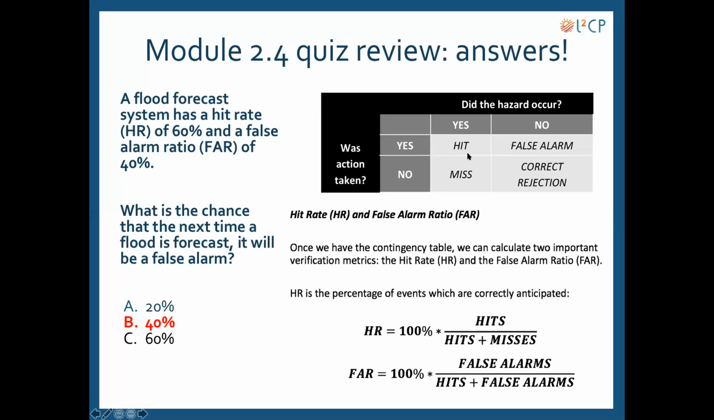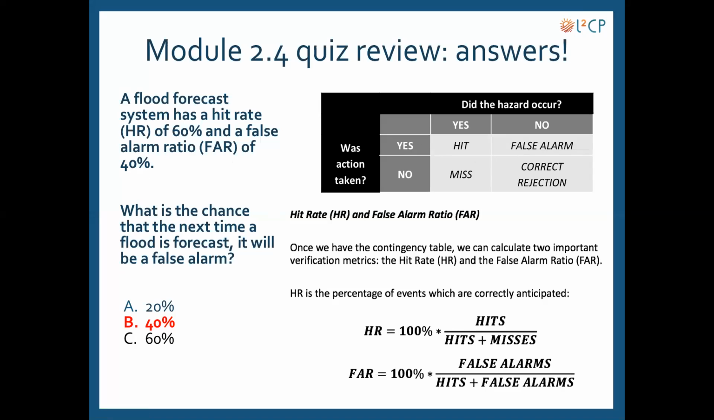We calculate that by adding hits to false alarms, and then we say what percentage of those were false alarms. In this case, our false alarm ratio is 40%. So we're saying, well, 40% of positive flood forecasts were false alarms. That gives us 40%. So that's how you calculate it.